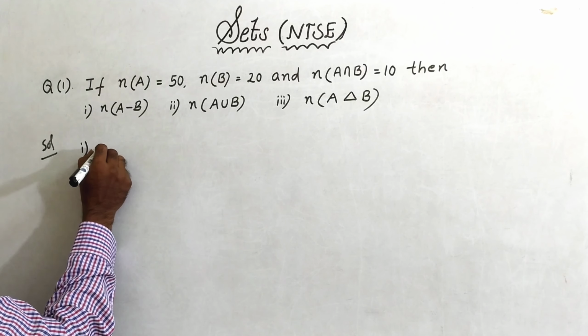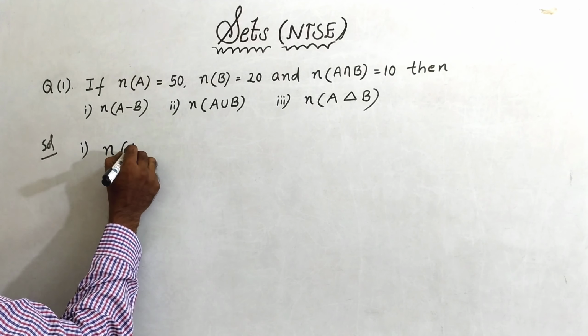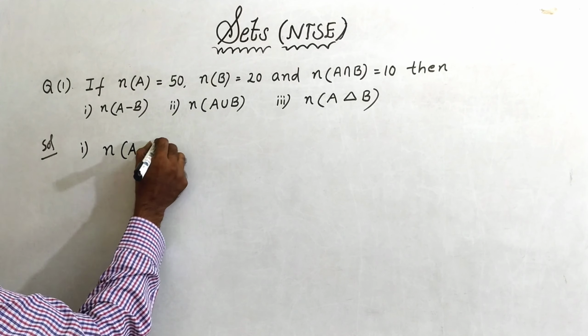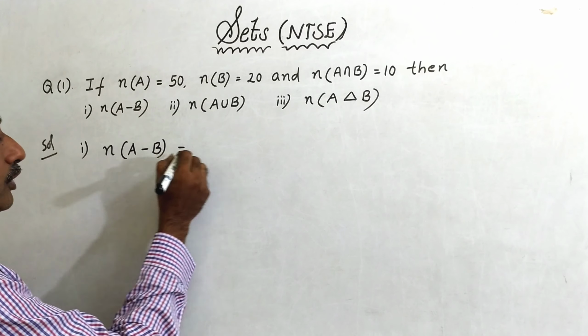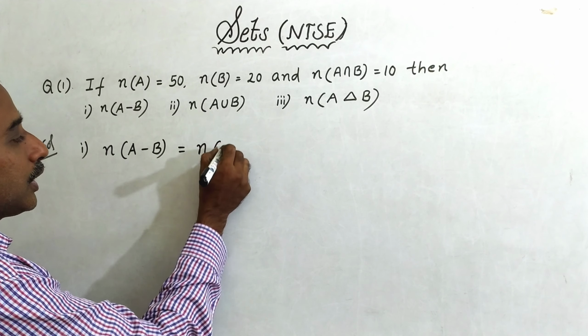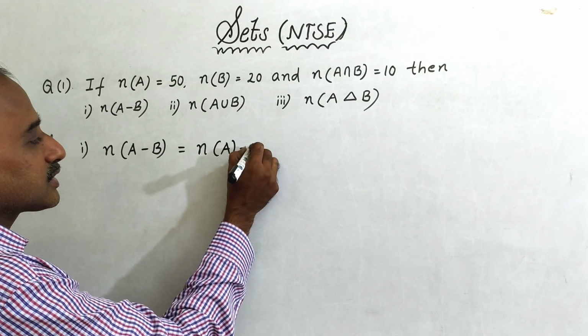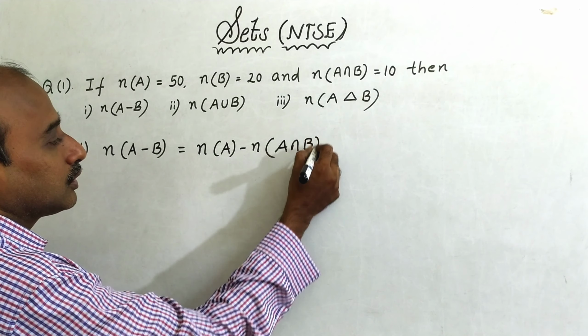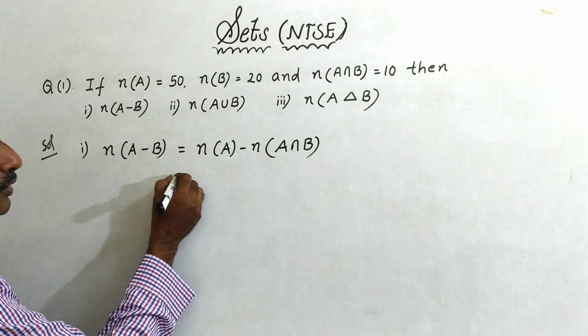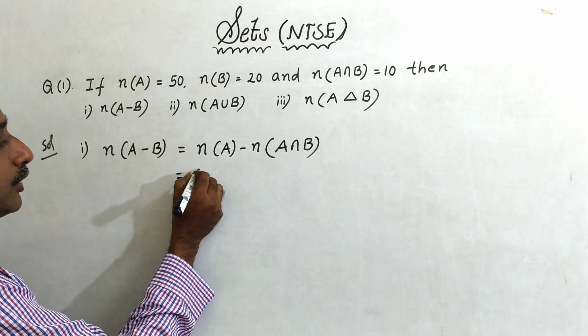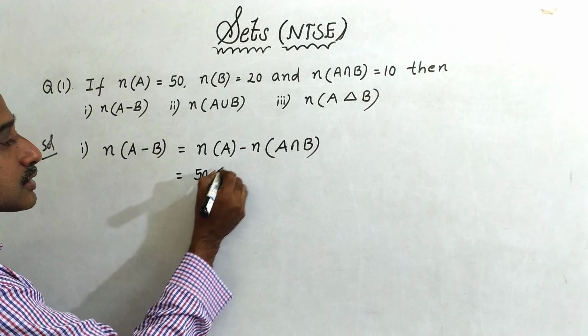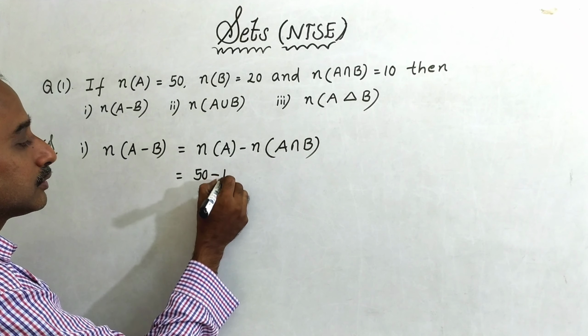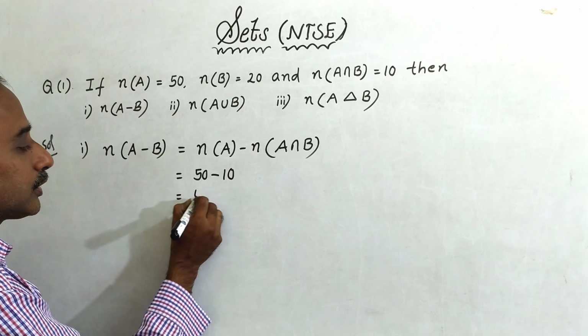Roman 1, n(A minus B). You have to find out n(A minus B). So n(A minus B) is equal to n(A) minus n(A intersection B). So in before videos all formulas I was given. Now here what is n(A)? 50 minus, what is n(A intersection B)? 10. So this is equal to 40.